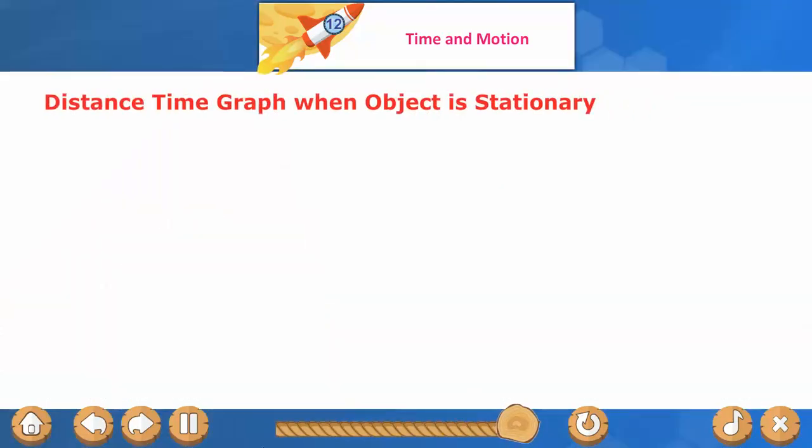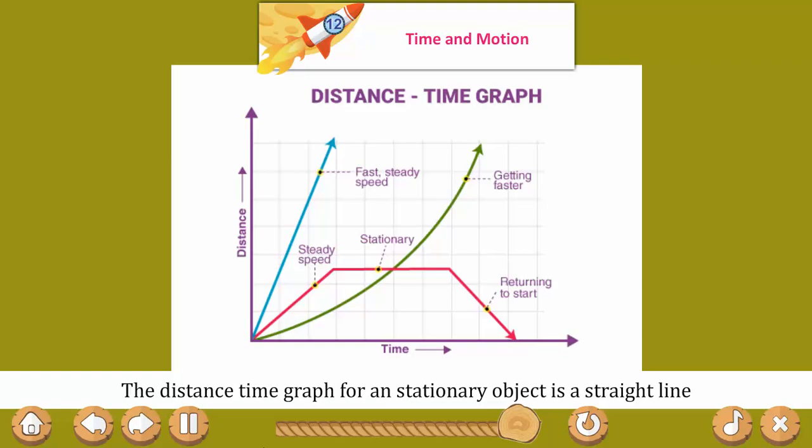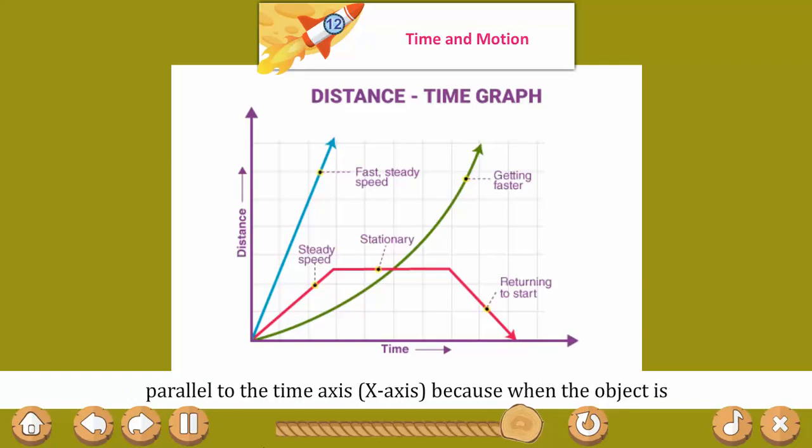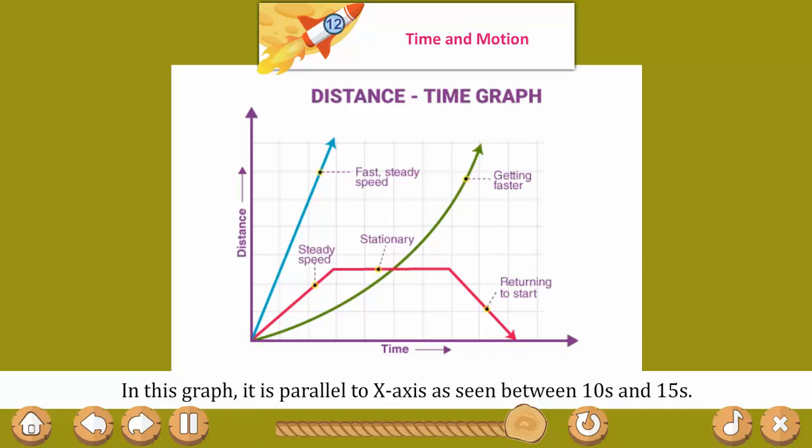Distance time graph when the object is stationary. The distance time graph for a stationary object is a straight line parallel to the time axis, the x-axis, because when the object is stationary, the distance travelled by it does not change. In this graph, it is parallel to the x-axis as seen between 10 seconds and 15 seconds.